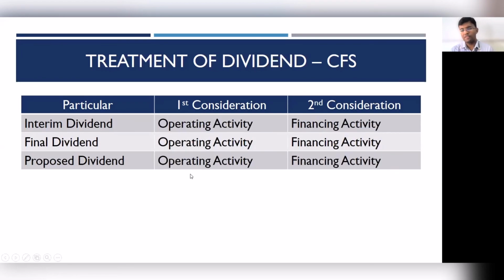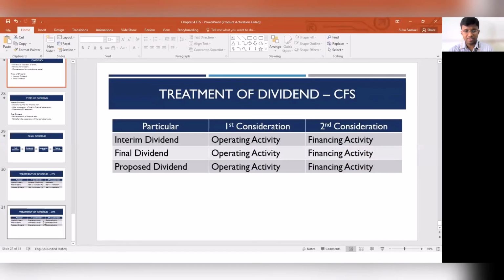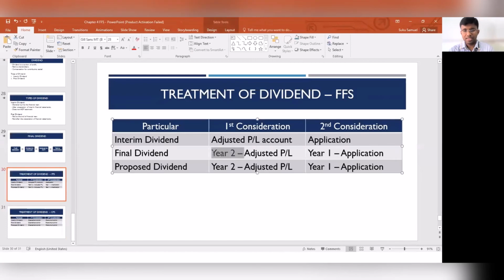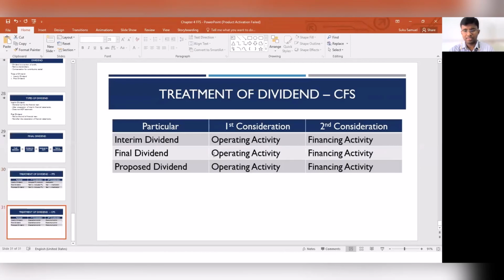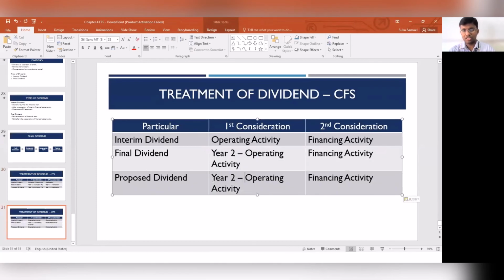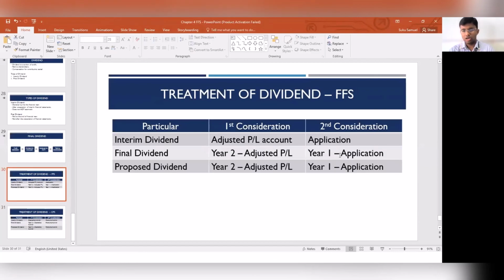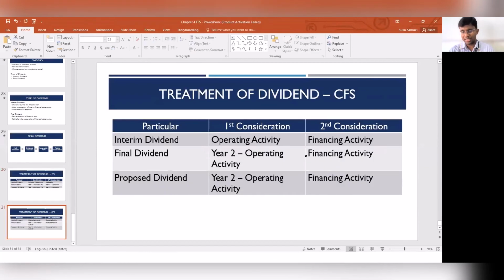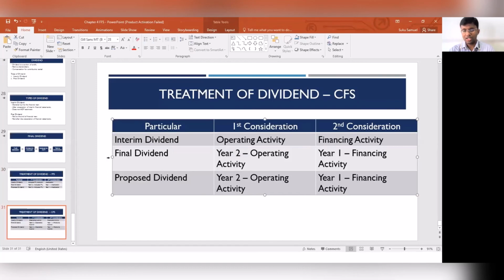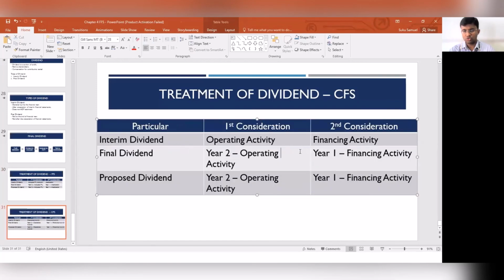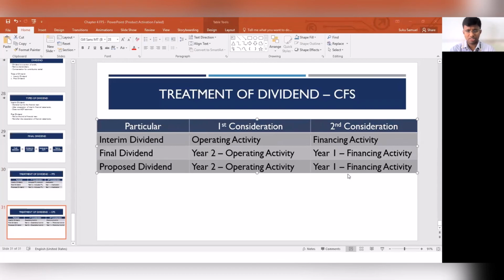Next, we will look at how to treat dividend in the cash flow statement. If it is given as interim dividend, it is treated both in operating activity as well as in financing activity. So in both places you will have to treat interim dividend.